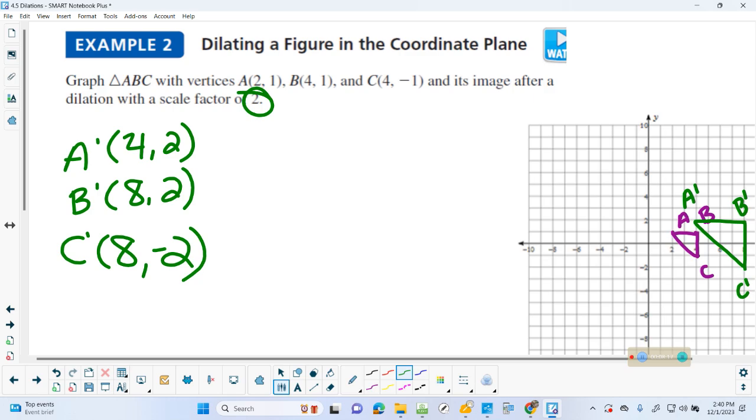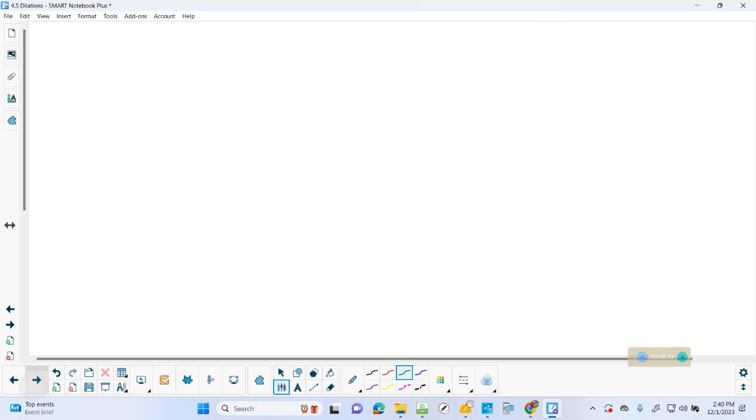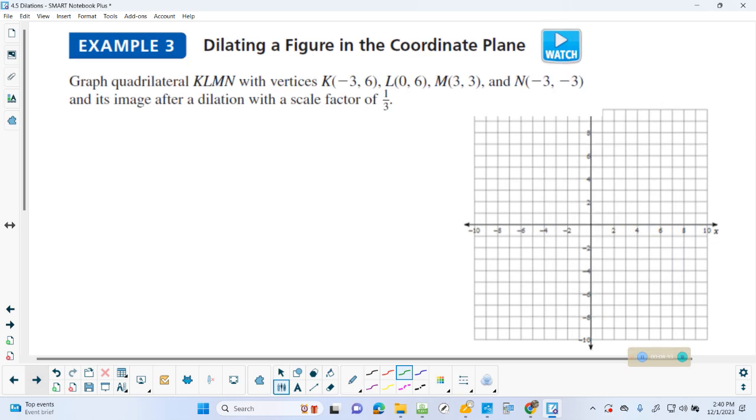Quick vocab check for you. Is this an isometry? Nope, sure not. What does isometry mean? Stays the same shape and size. This clearly is not. We're finally off an isometry. Okay, let's do the next one. Ooh, a fraction. Here we go, kids.